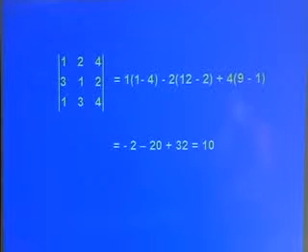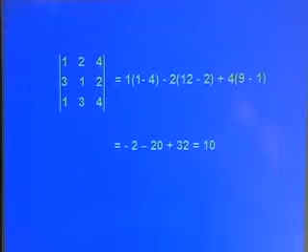Now we can see that if we evaluate this determinant by the normal definition which I have given you earlier, then this comes out to be 10. So the result is the same. The determinant evaluated by the usual definition also comes out to be the same as we have obtained in the case of triangular reduction.